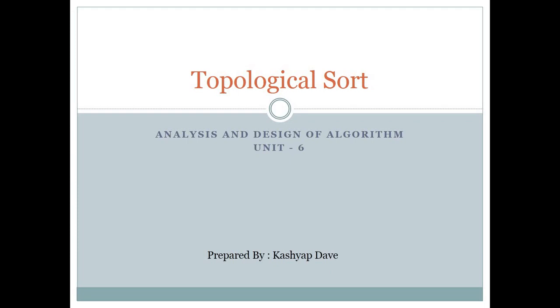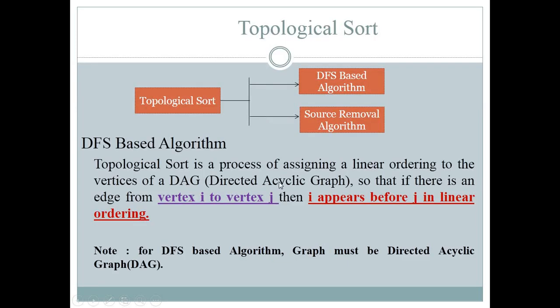In this video lecture we are going to learn about topological sort. So let's start. Topological sort can be obtained by two methods. First one is DFS based and second one is source removal based.